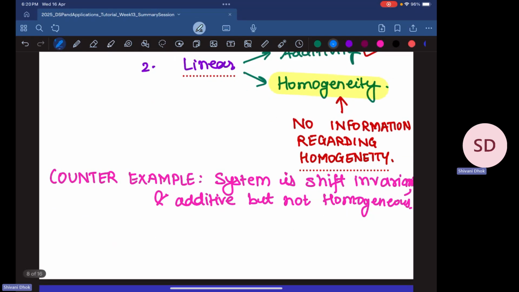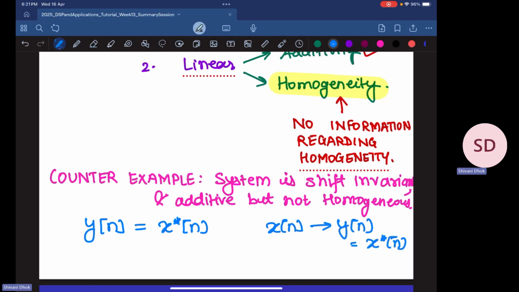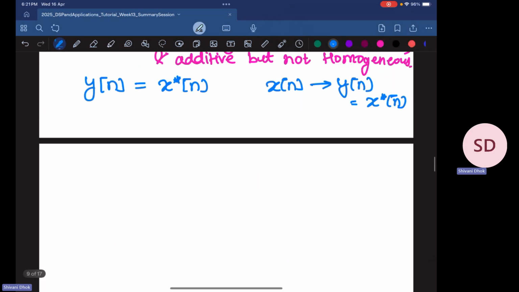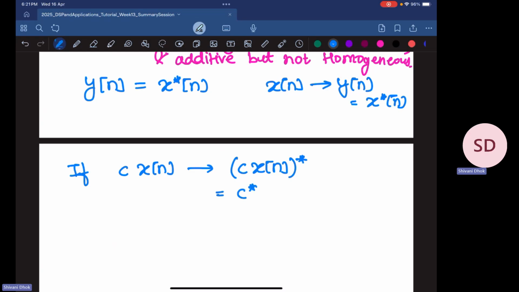So one such example is a system with output y of n, which is x conjugate of n. So if I give an input x of n to this system, then it will give me y of n, which is x conjugate of n. Now if I give input c times x of n, my output will be c times x of n conjugate, which is c conjugate times x conjugate of n, which is not equal to c times x conjugate of n, which is equal to c times y of n.